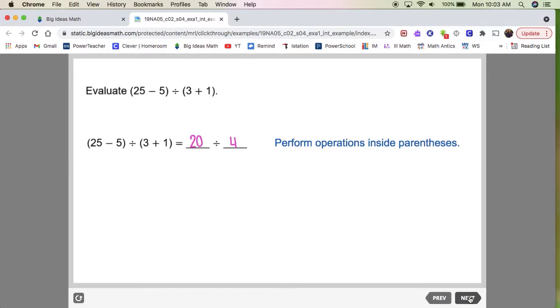So now we're down to 20 divided by 4. We've simplified it to that. So then we perform that operation. We divide 20 by 4, and we get the answer, which is 5.